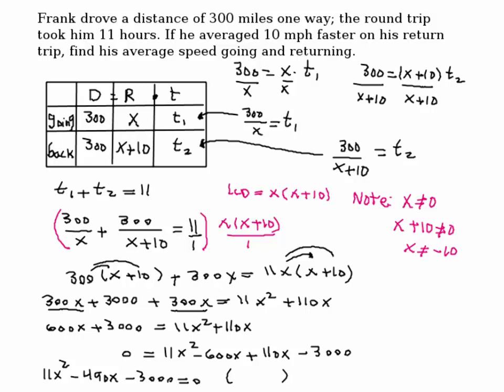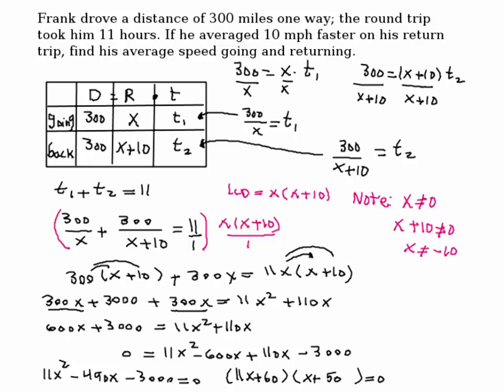This is factorable actually. This would be 11x. If you don't see how to factor this, you can use the quadratic formula. Of course, for 3000, 6 and 5 would be 30, so it looks like 60 and 50 would work. 60 and 50, so it would be plus and minus, and that adds up to 490. Then you multiply this. But again, if you don't see how to factor this, you can easily use the quadratic formula.